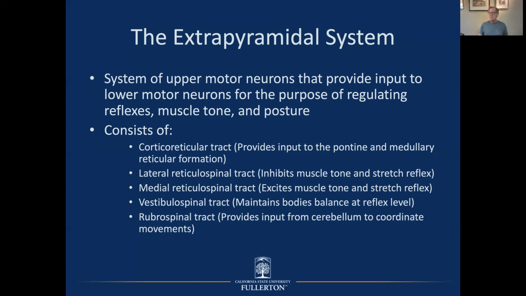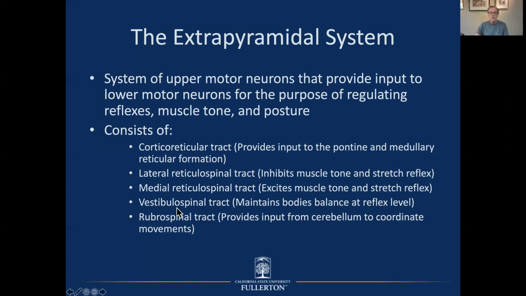For example, if I just got very tense, or you got very tense, your muscle tone would increase. That's why we get neck aches and stuff. That means there'd be more going on here, more excitation in the medial reticulospinal tract, which is excitatory. So for right now and for this slide, associate the lateral reticulospinal tract with inhibition of muscle tone and the stretch reflex, and the medial reticulospinal tract with excitation of muscle tone and the stretch reflex.